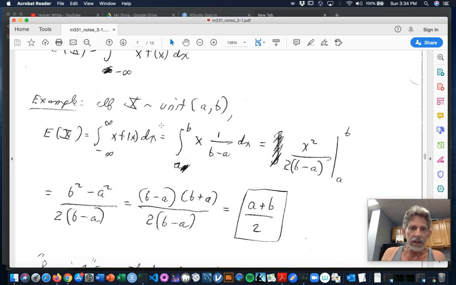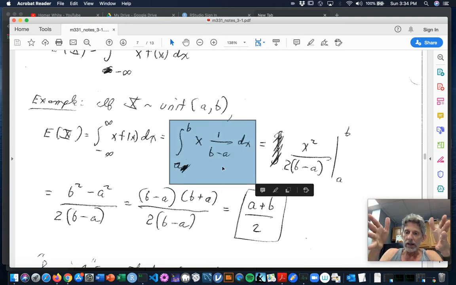And so that means that you don't have to do the integral from minus infinity to a. It's going to be 0. You don't have to do the integral from b to infinity. That's going to be 0. Area under 0 level curves is 0. You only need to do the integral for the stuff in between, the integral from a to b.